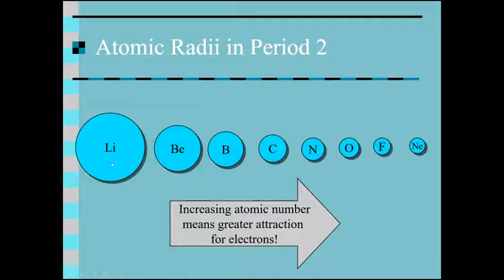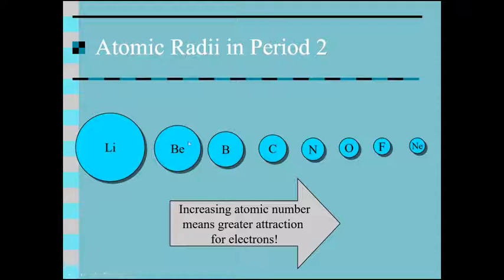That's why size increases. For example, lithium has a bigger size than beryllium because lithium and beryllium have the same shell, but the number of protons in lithium is less, so the pull on the shell's electrons is weaker. Here lithium has 3 protons and beryllium has 4 protons.